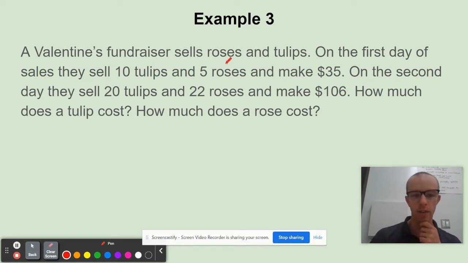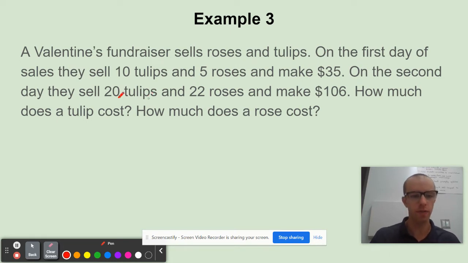A Valentine's Day fundraiser sells roses and tulips. On the first day of sales, they sell 10 tulips and 5 roses, and they make $35. On the second day, they sell 20 tulips and 22 roses and make $106. We want to know how much does a tulip cost and how much does a rose cost. So I know to solve a system of equations, I need at least two equations. So I'm going to look at this.